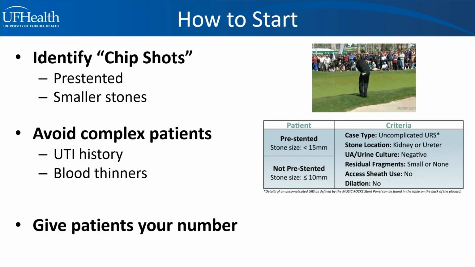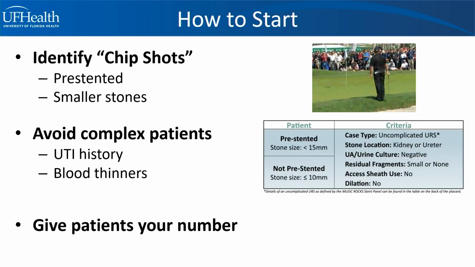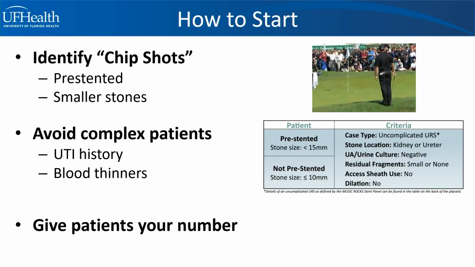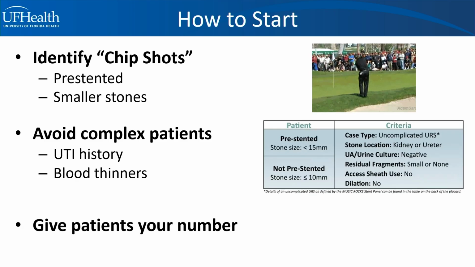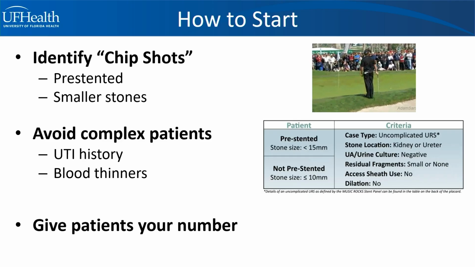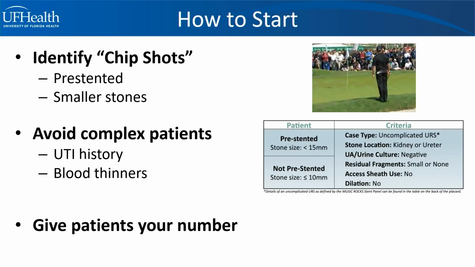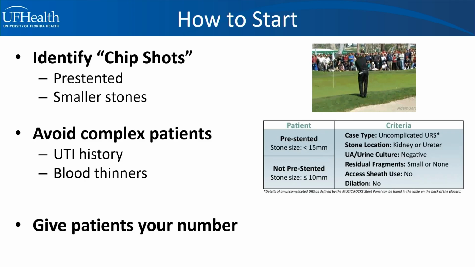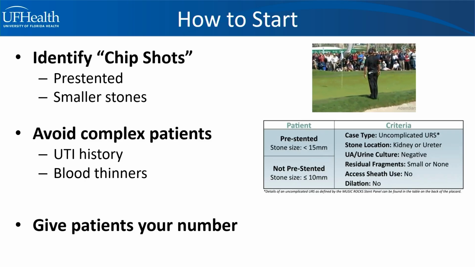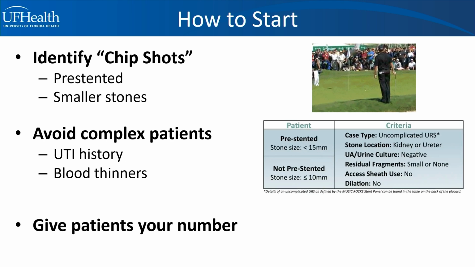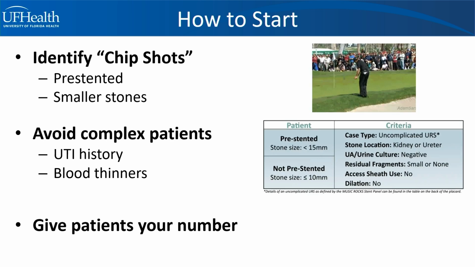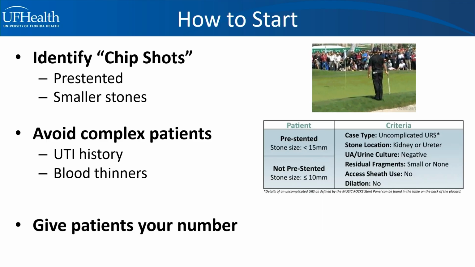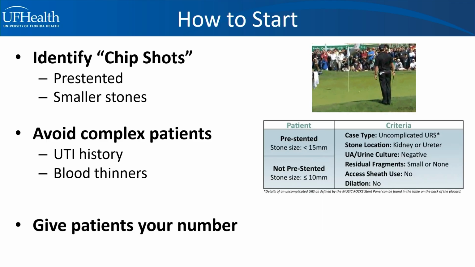So how did I start? So I identified the relatively easy ones. So the chip shots, the pre-stented patients with large ureters with smaller stones, avoided complicated patients, patients with recurrent UTIs or UTI history, blood thinners. And I also gave patients my number, not always my cell phone number, potentially a Google number, which I could always change and cancel. But I wanted to be the one to know about any issues first before my colleagues or anybody else was aware of them.